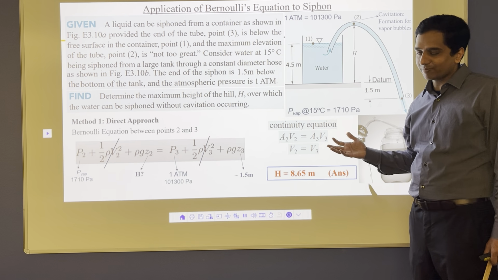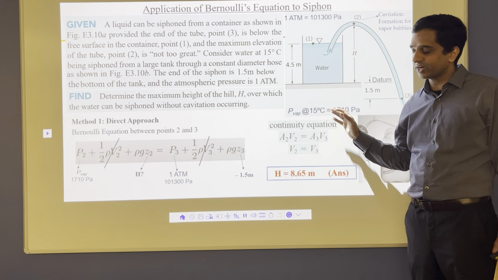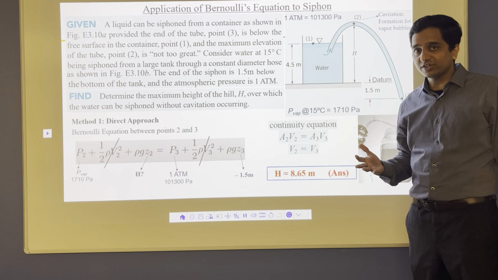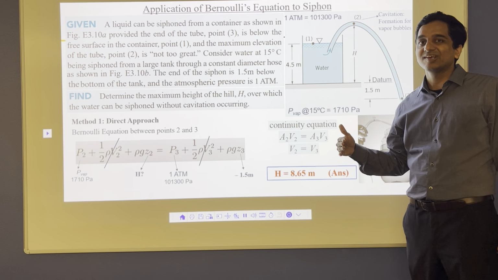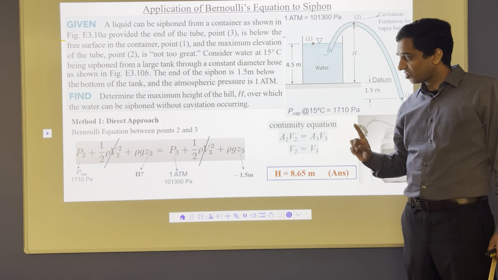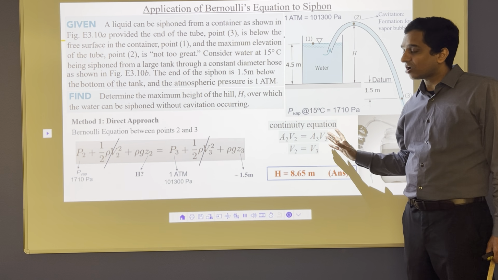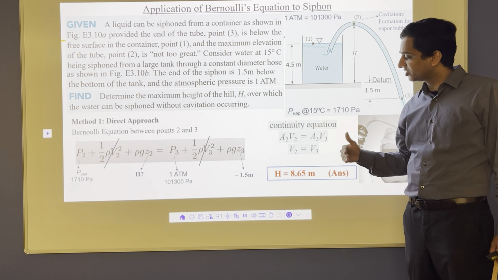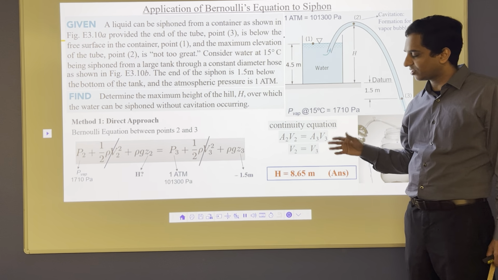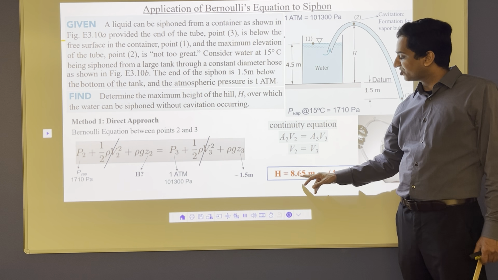Make sure that you take pen and paper and you solve these problems, okay? Don't read the problem. If you read the problem, you are going to make silly mistakes in the test. So, whatever happens, do not read the problem. Solve this problem. Take pen and paper, understand the concept, solve the problem. So, height you get 8.65 meters.